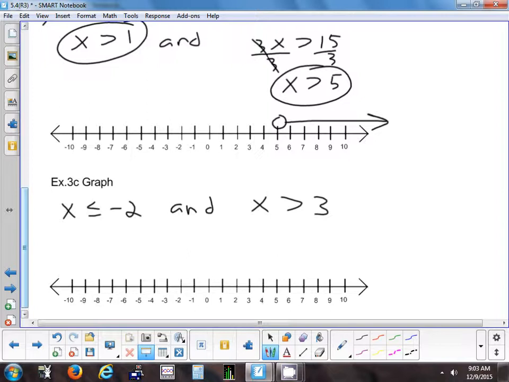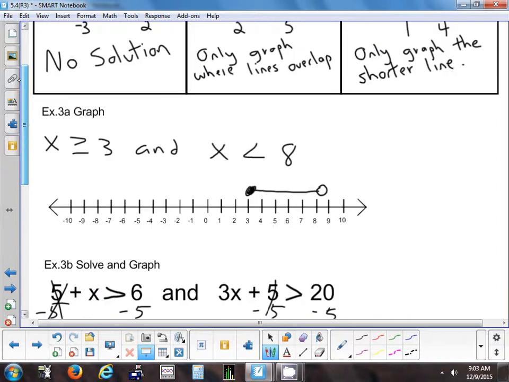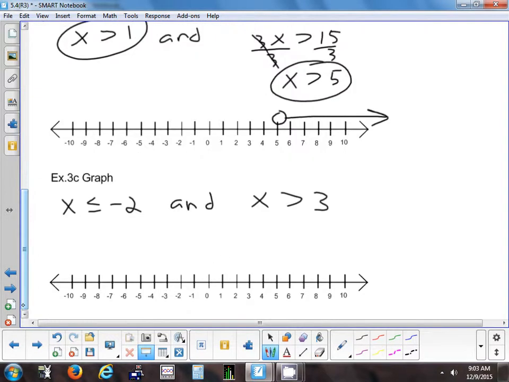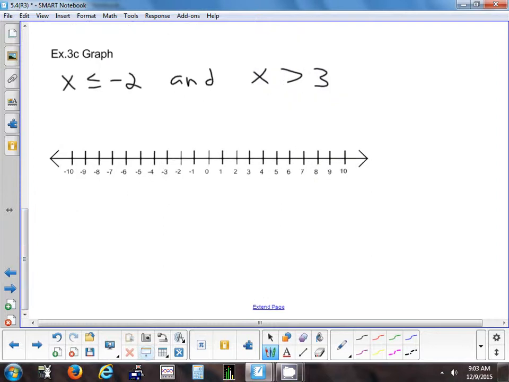All right, and last one. Let's see if we can figure out what situation this is. Look at which way you're going to shade for the first one. Look which way you're going to shade for the second one. These are opposite directions. Okay? So what does that mean when we have opposite directions? There's no solution. If there's no solution, there's nothing to draw here. We don't even have to draw anything. Just write no solution.